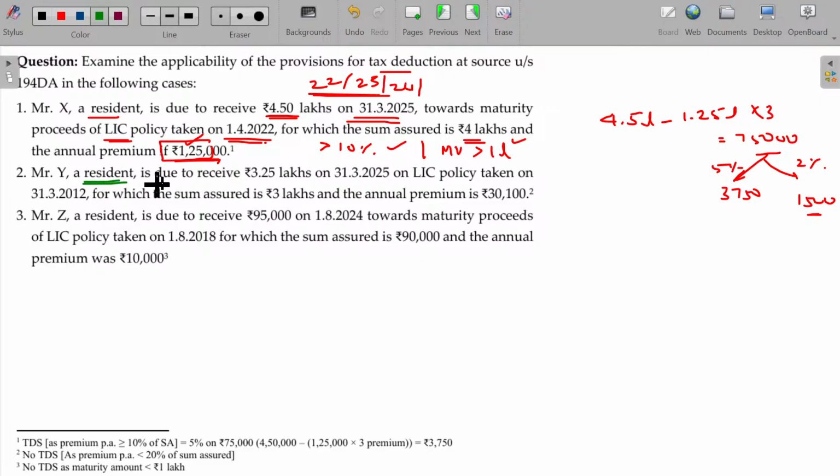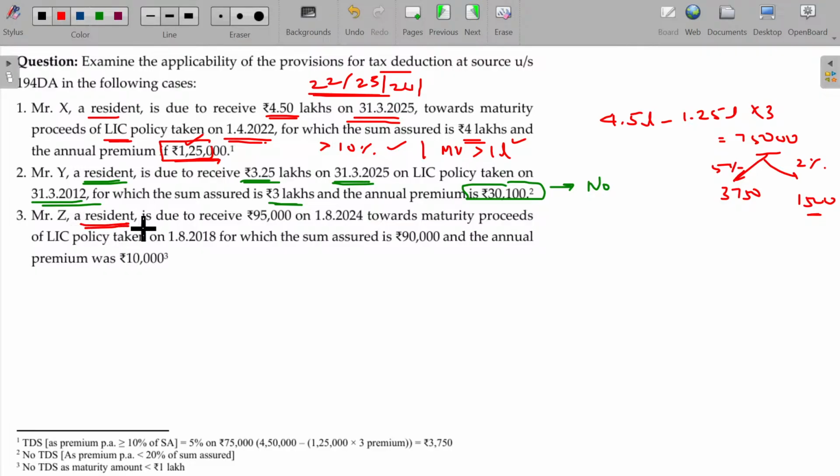Mr. Y, a resident, is due to receive 3.25 lakhs on 31/3/25 on an LIC policy taken on 31/3/2012. If the policy is taken on or before 31/3/2012, what is the value allowed for the premium? 20% of the sum assured. So for the 3 lakhs, 20% is 60,000 rupees, the premium is within the limit. Definitely no TDS is applicable. Okay, this provision is very important.